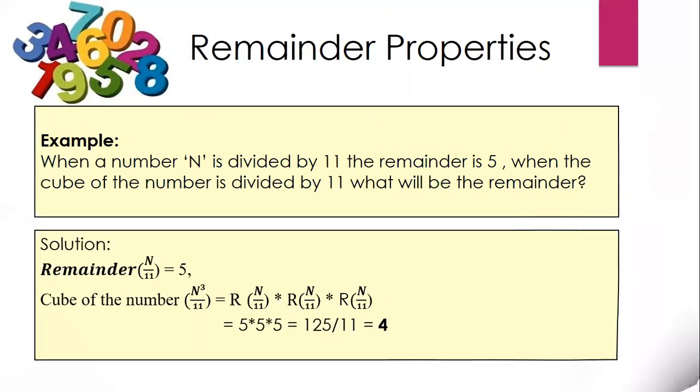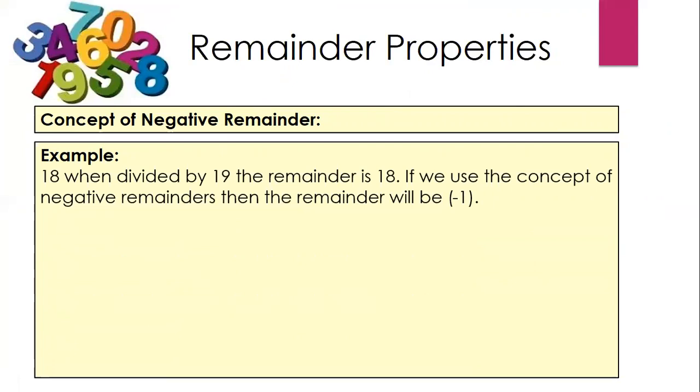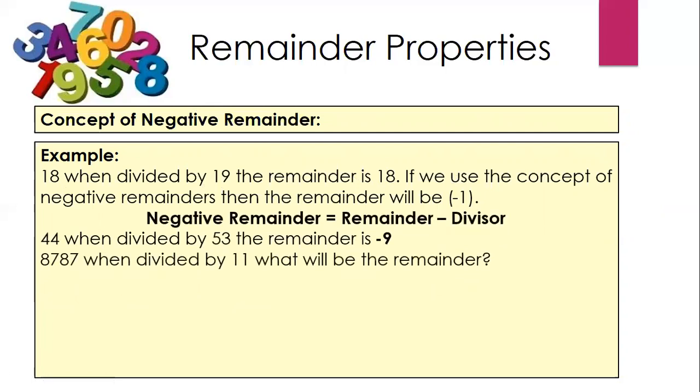Right? So now we go on to the next concept of negative remainders. So what is a negative remainder? So usually when the dividend is less than the divisor, we say that will be our remainder. For example, 18 when divided by 19, the remainder will be 18 because 18 is less than 19. If you use the concept of negative remainder, then the remainder will be minus 1. So to obtain negative remainder, we just subtract the divisor from the remainder. So 44 when divided by 53, the remainder is minus 9. We can say 44 is our remainder, or we can say minus 9 is our remainder.